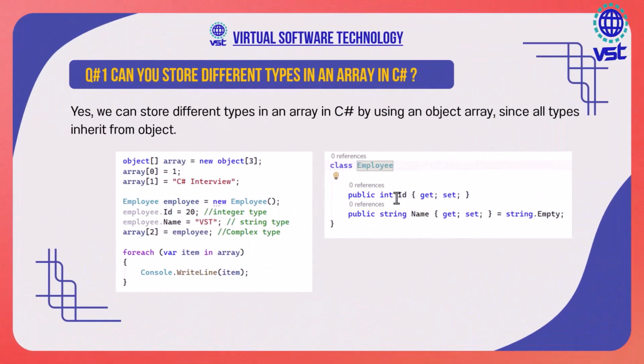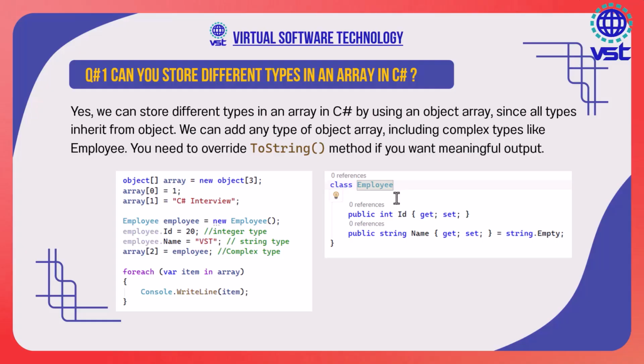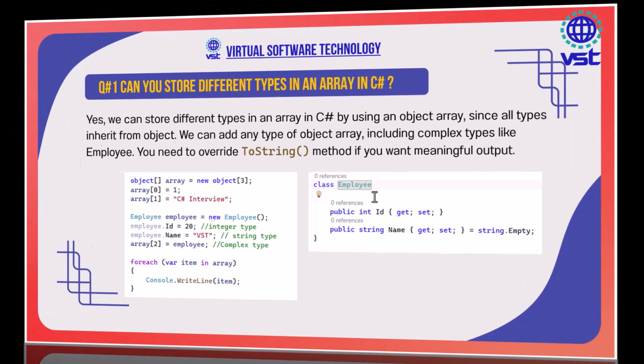Okay, so the straight answer to this question is, we can store different types in an array in C# by using an object array, since all types inherit from object.